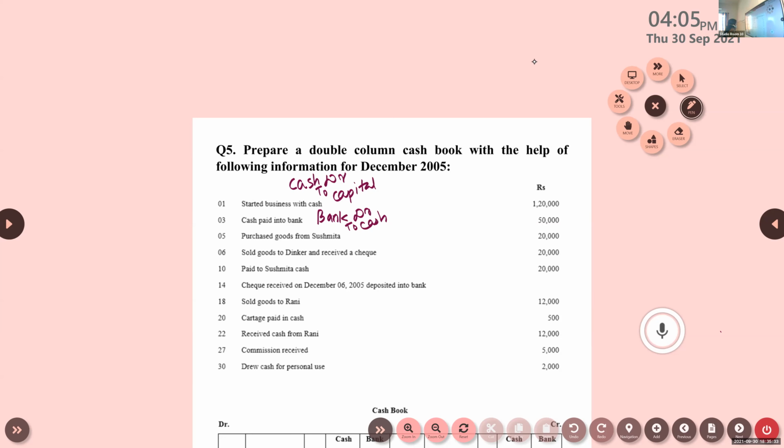Purchased goods from Sushmita. Now, don't forget about the contra entries. Contra entries. The second one, bank account debtor to cash, cash account debtor to bank. That is always a contra entry. You will have to write it on both sides. Remember contra entry? No? If not, I'll explain.